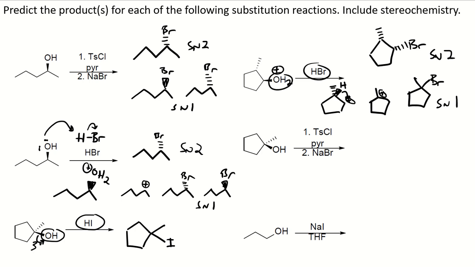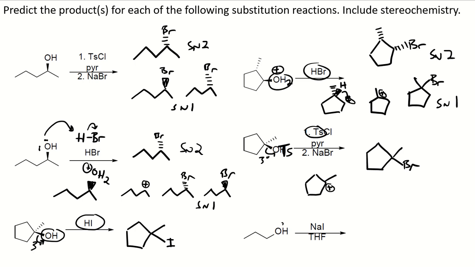The next example, again, that TsCl is going to convert that alcohol to the tosylate. It is a tertiary leaving group, so we're going to do SN1, kick out the leaving group, form our carbocation, and then our bromine will add. It is not a chiral center. We don't have to show dashes and wedges, just put the bromine on there.